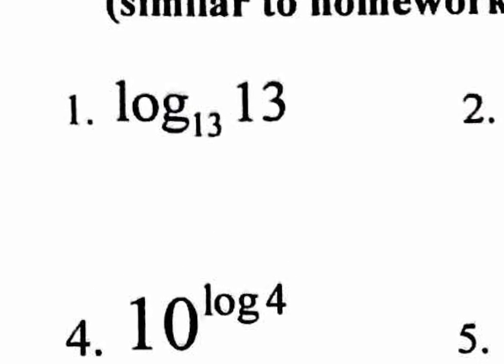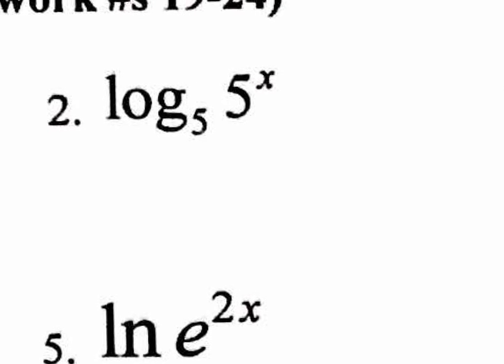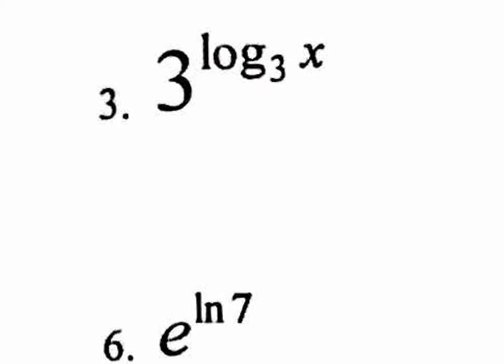Again, log base something of that same something, it cancels out. What's your answer? 1. Okay? This guy cancels out, but there's a power of x. So what happens with that power of x? It comes down and you have x. All right? Number 3. 3 to the log base 3 of x. Again, the power and the log, they undo each other. Now right here, because the log is a power, it cancels out with the base 3. So it cancels out, your answer is x. You got it?